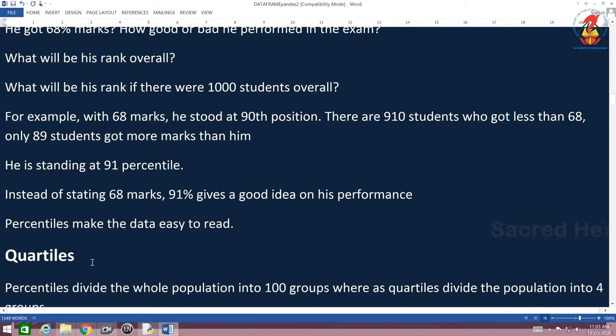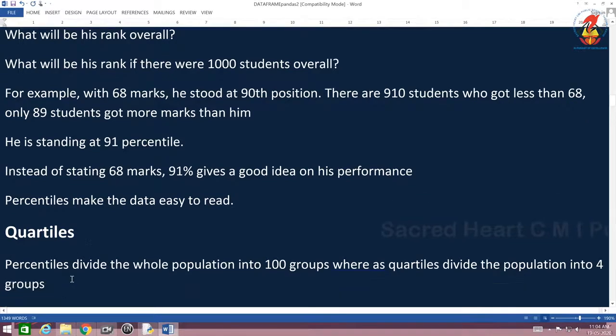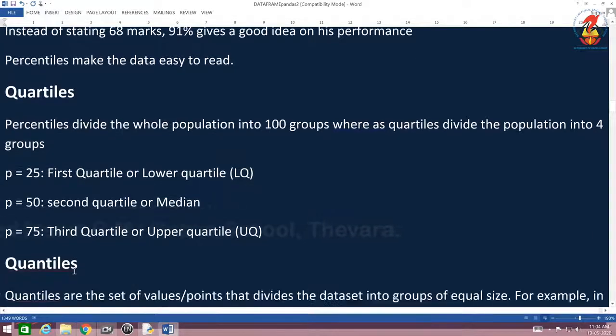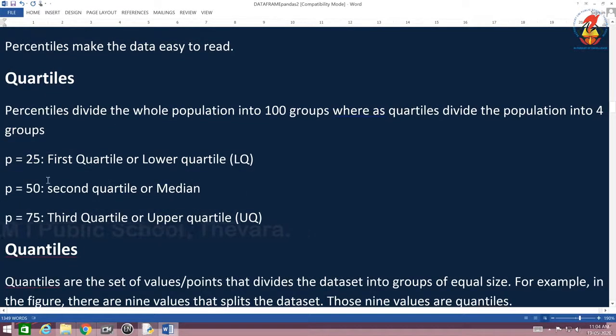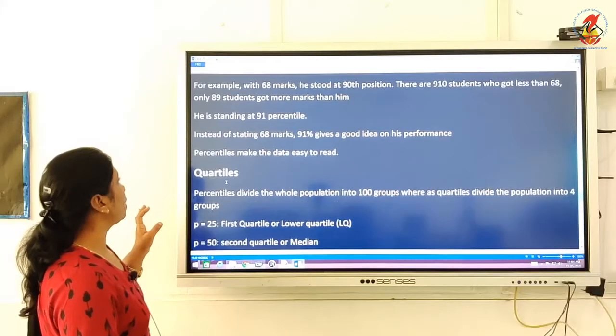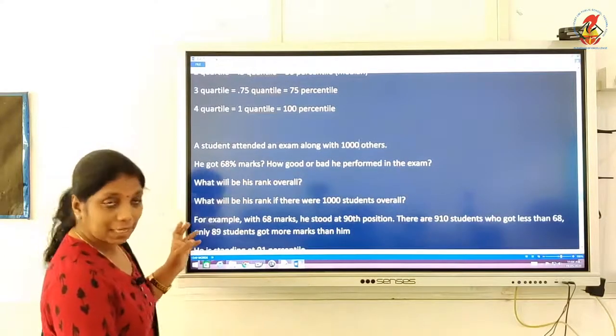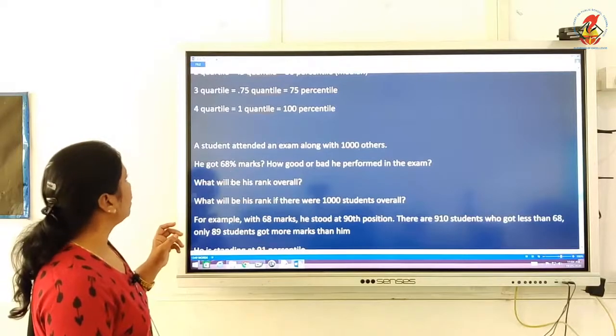When you learn this, there are quartiles and quantiles. Percentile divides the whole population into 100 groups, whereas quartile divides the population into 4 groups. So P equal to 25 is the first quartile, P equal to 50 means second quartile, P equal to 75 means third quartile. Anyway, I will not be going into the further calculations. I just wanted to explain what a percentile is if anybody asks you, with the help of this example. That's enough, basically in a viva and all, if they ask.